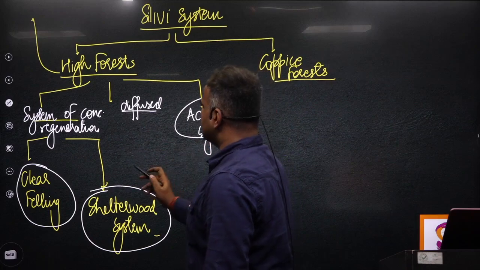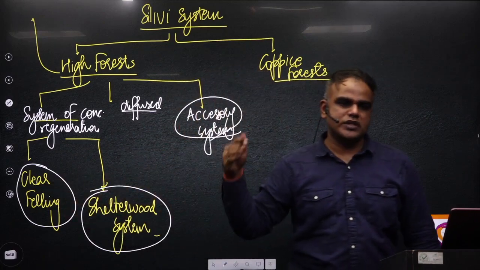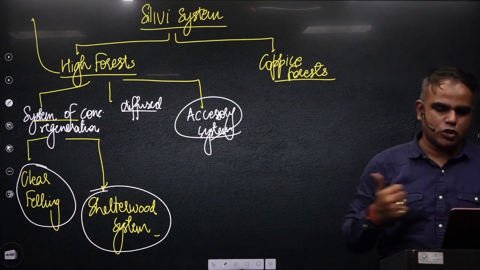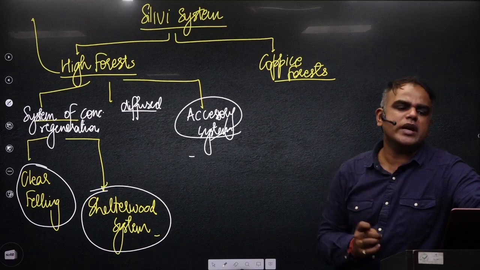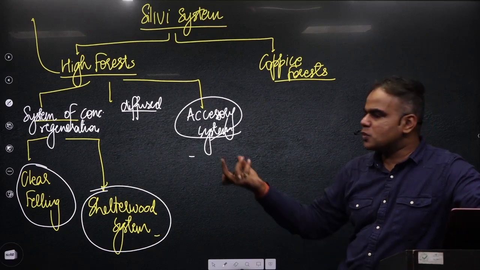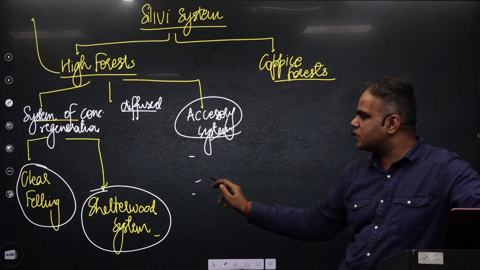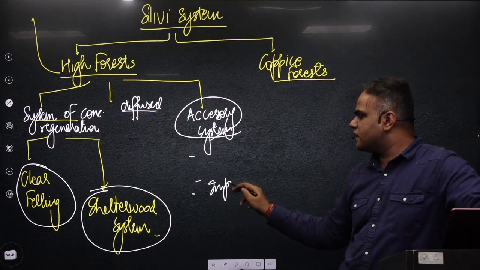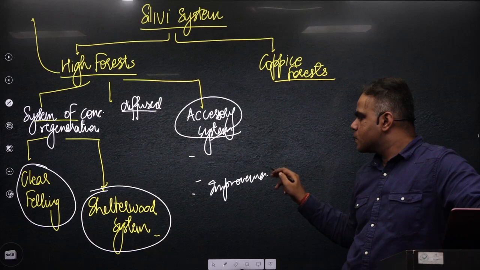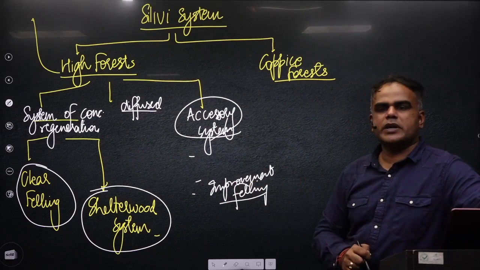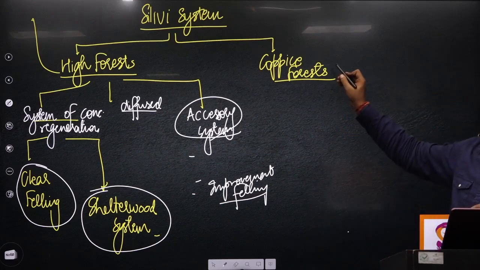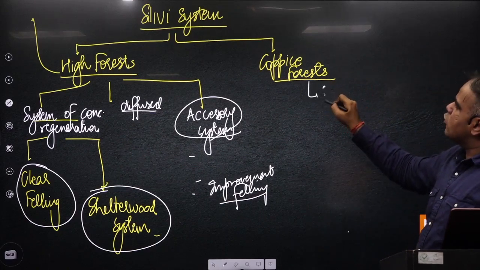Maximum questions which have come in the exam are related to these two, which we'll be discussing very shortly. Okay, so this is one. Accessory can be 2-storied. Okay, high forest with reserve system, and here also you see something known as improvement felling. Okay, and then in Coppice I've already told you. So one is the simple Coppice system.